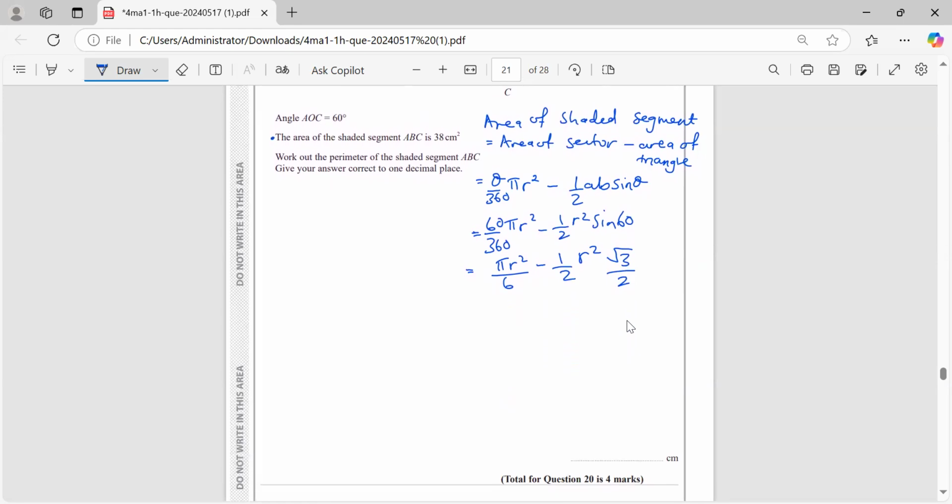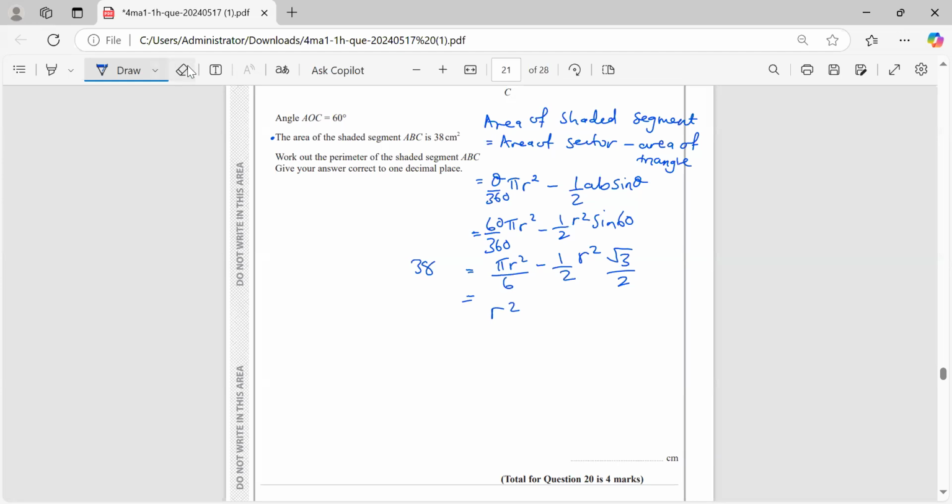Okay. So now that we have all this information, we can simplify this problem, because this gives us the area, which is 38 square centimeters, and we try to find the value of the radius. If you continue solving this, I'm going to factor out R squared from here.